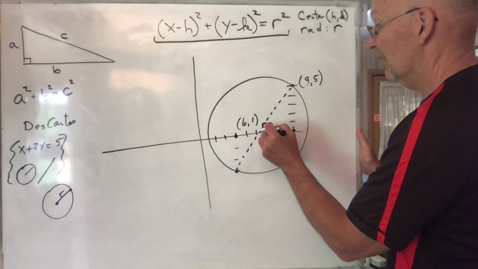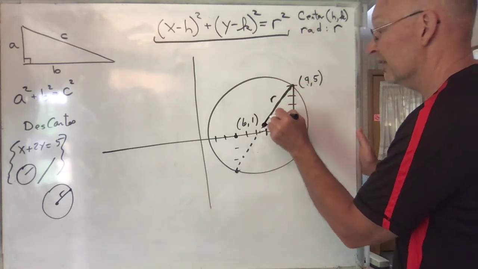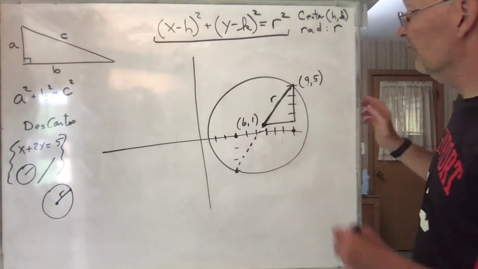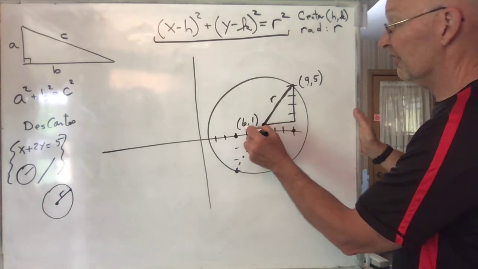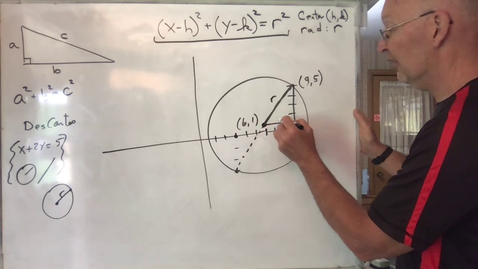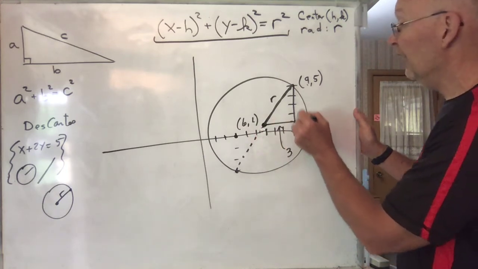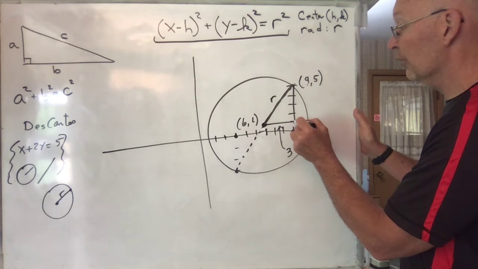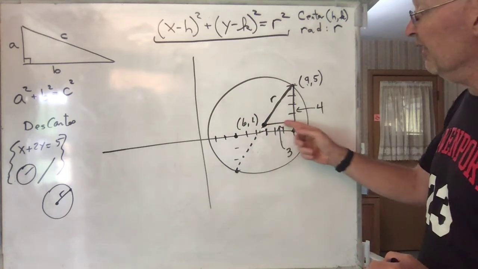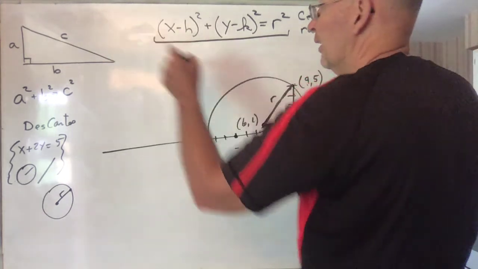Well, let's see. The radius is this length right here. Agreed? And I can find the radius by using the Pythagorean theorem. Notice that from 6 to 9, this distance is 3. And this went from 1 to 5, 1, 2, 3, 4, 5, so it went up a distance of 4. So this length is 3, this length is 4. What does that make this length? Let's figure it out using the Pythagorean theorem.